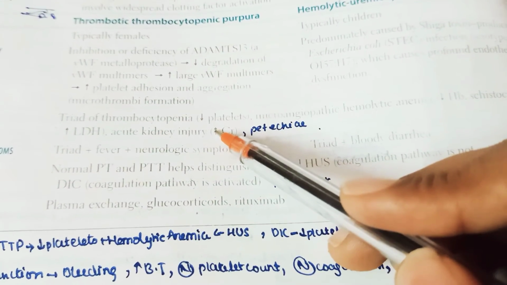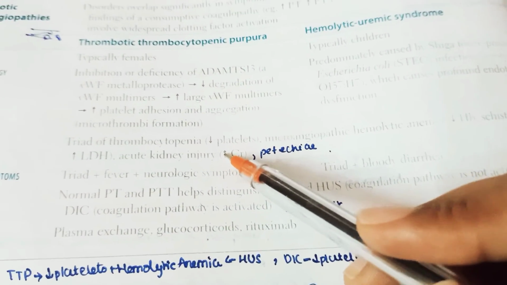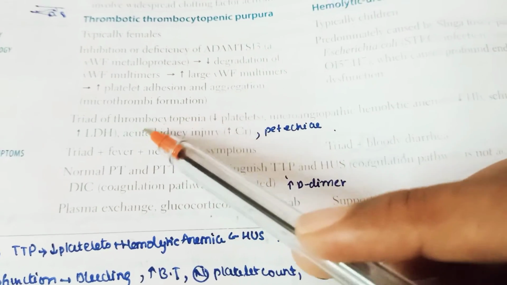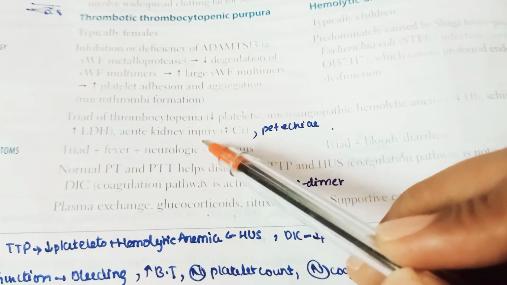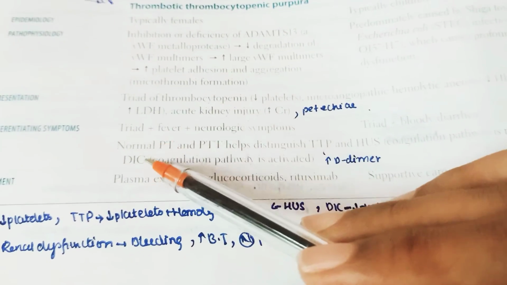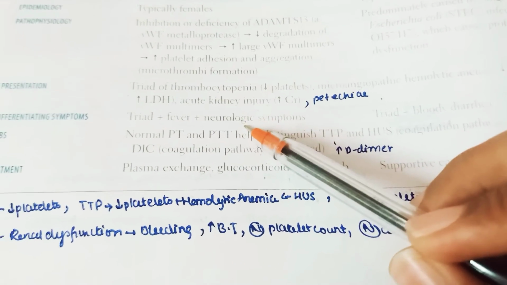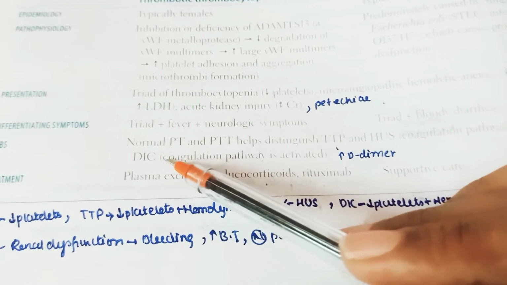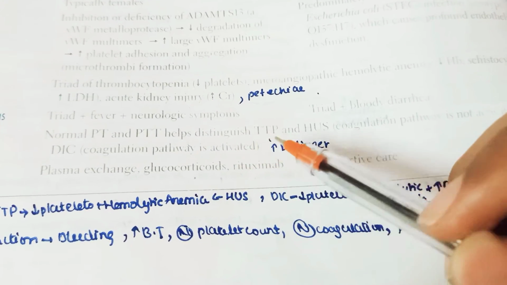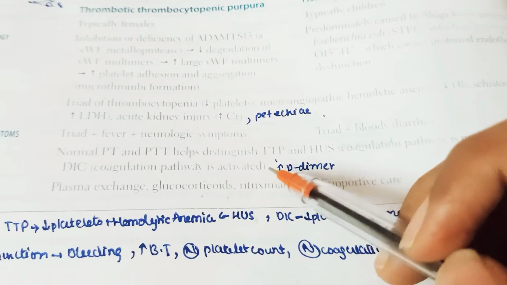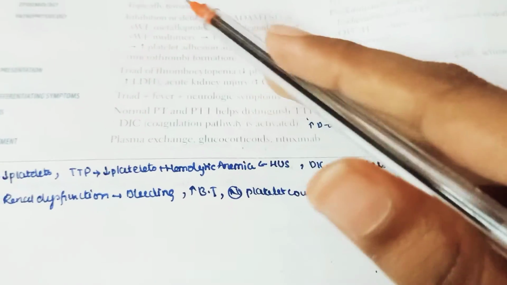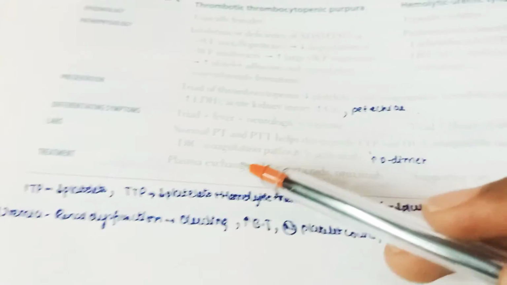There will be decreased platelets. Why decreased platelets? Because you can understand all the platelets are used up in forming that thrombus. And also acute kidney injury. Okay, and you can see purpura because of low platelets. So the pentad: fever plus neurological symptoms, but the PT and PTT are normal, which helps distinguish TTP and HUS. What is HUS? I'll discuss. In PT, very important: PT and PTT are normal because you can see there are no coagulation factors involved here.